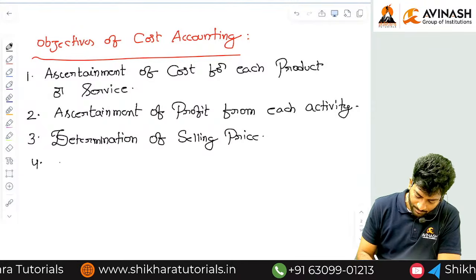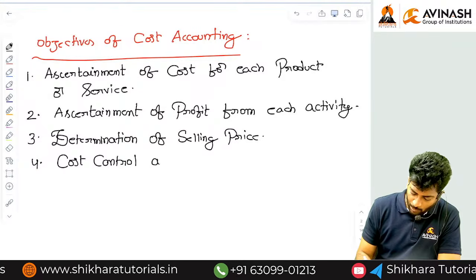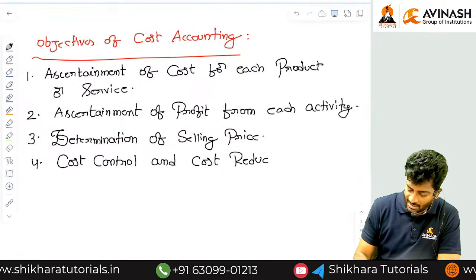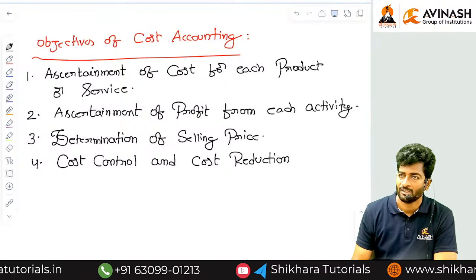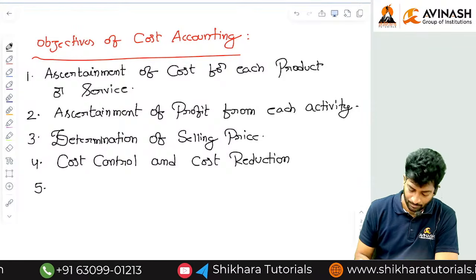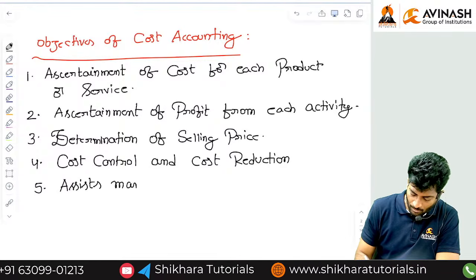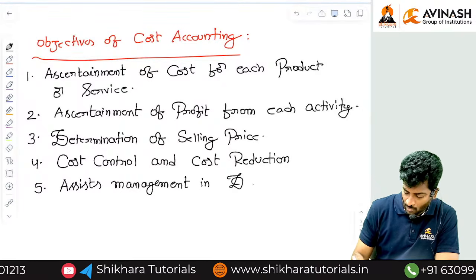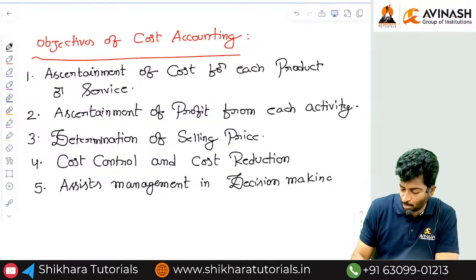After that, fourth one, cost control and cost reduction. I don't know why you people are separating cost control and cost reduction. Jointly, it is a single objective, right? Cost control and cost reduction. And finally, what is our last objective? Assist management in decision making.